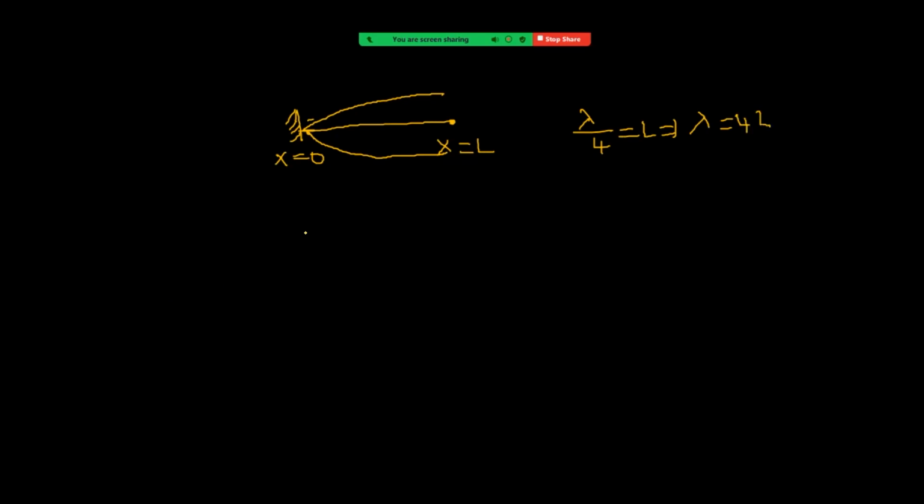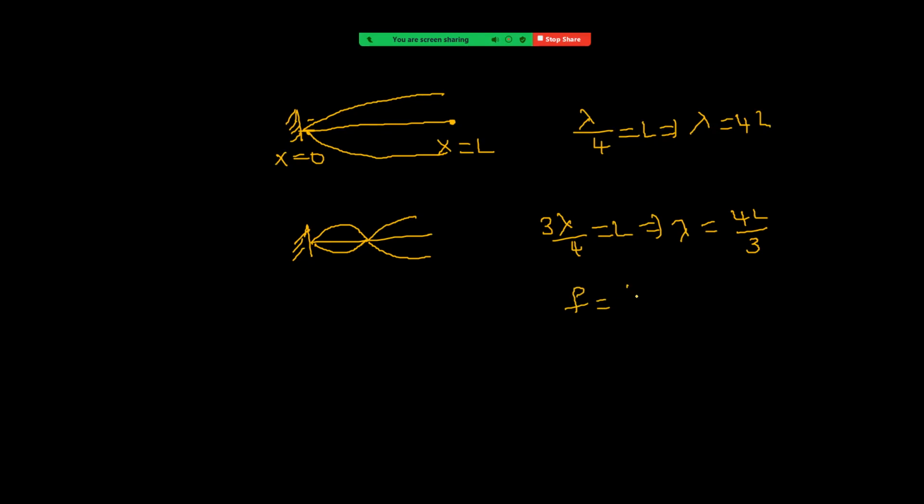Now see next possibility. One complete loop and one half loop. So lambda by 2 plus lambda by 4, 3 lambda by 4. What is it? It is 3 lambda by 4 that is equal to L. That implies lambda equal to 4L by 3. Right?